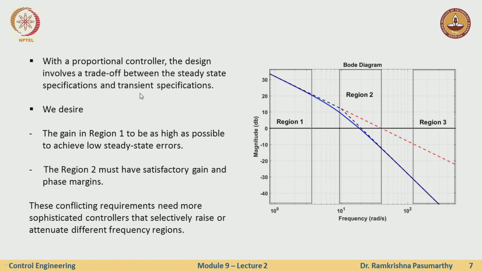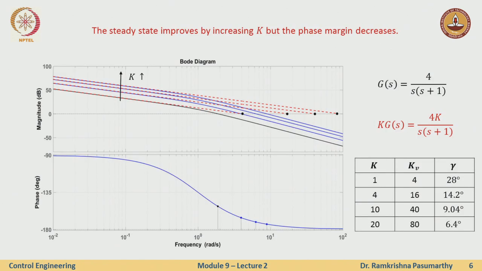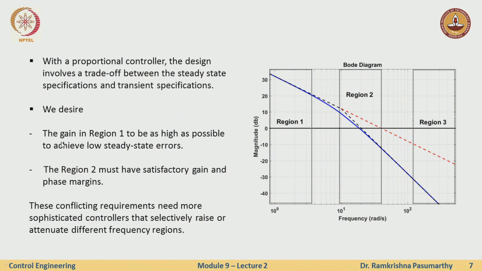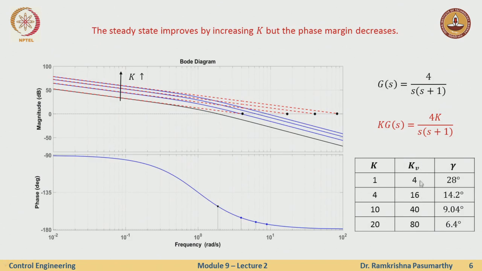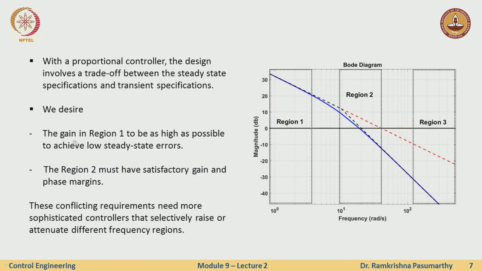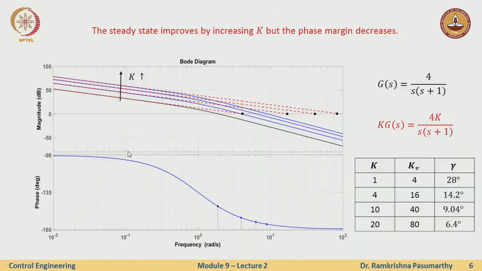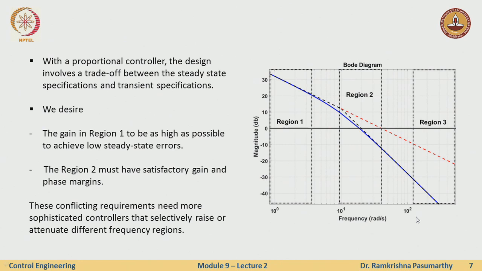So, based on this plot here, to achieve a desired steady state performance, kV should be large. This actually means that the gain in region 1 should be as high as possible to achieve low steady state errors, right. So, if you see here, this keeps on increasing, and if this keeps on increasing, my kV goes on increasing, and therefore, my steady state error decreases. Okay. Now, the region 1 thing is taken care of. Now, I want to do something over here in such a way that my phase margin requirement is also met. Okay.